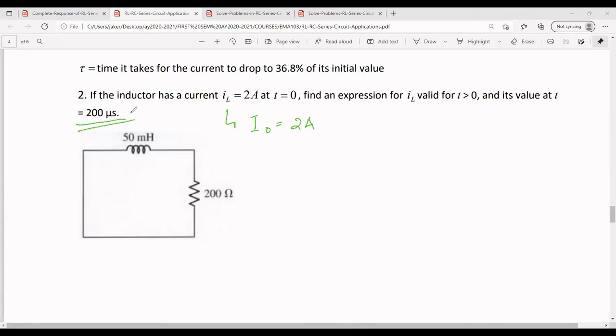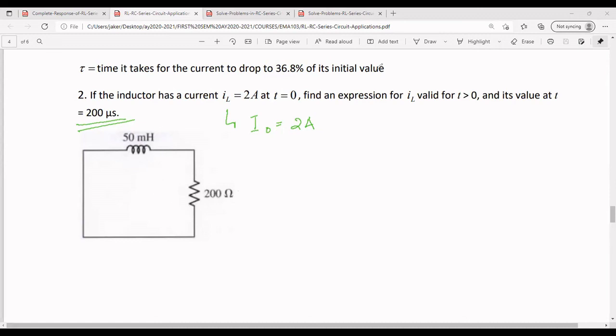And this is our resistance and this is our inductance. This is our resistance in ohms and this is our inductance in millihenries.